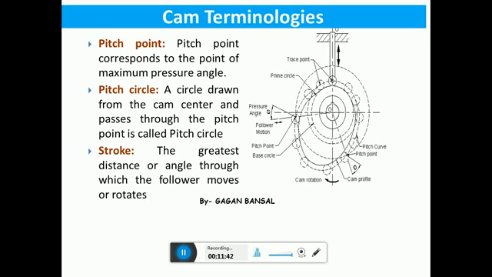What is the pitch point? Pitch point corresponds to the point of maximum pressure angle. And the pitch circle, it is a circle drawn from the cam center and passes through the pitch point, is called pitch circle. And the last is the stroke. It is the greatest distance or angle through which the follower moves or rotates. So hope you are clear with the terminologies of the cam.